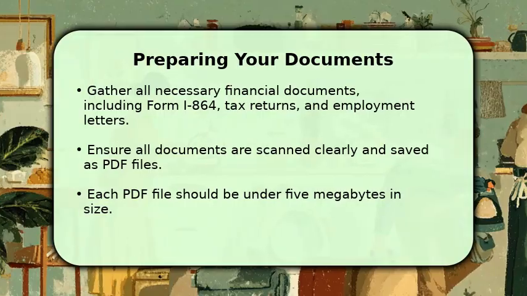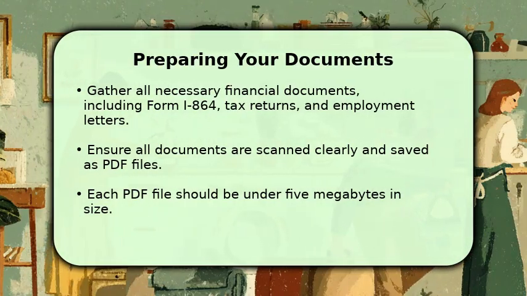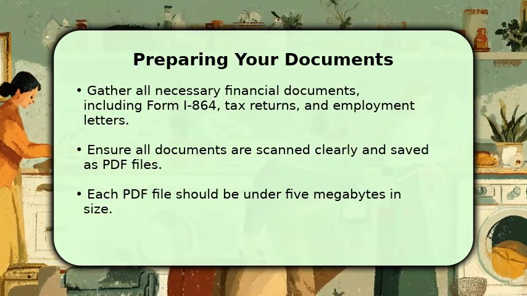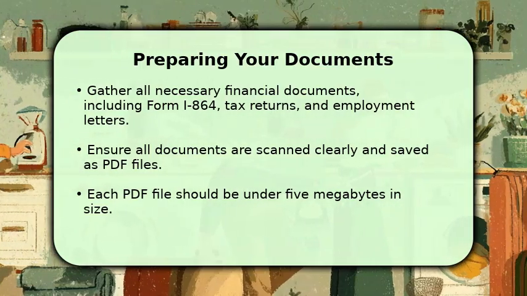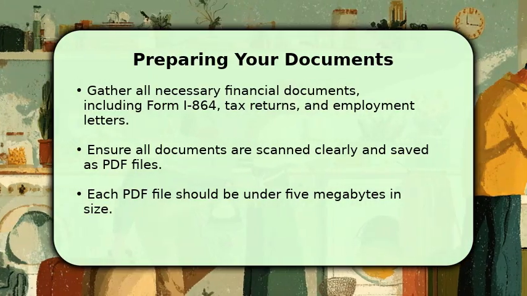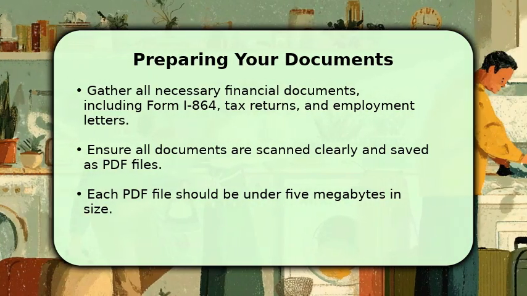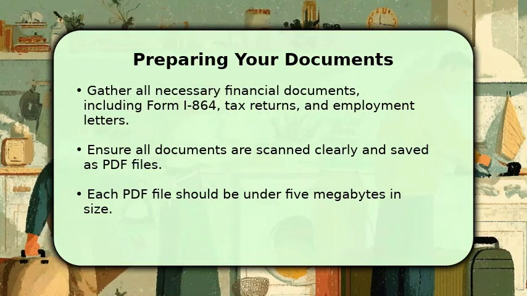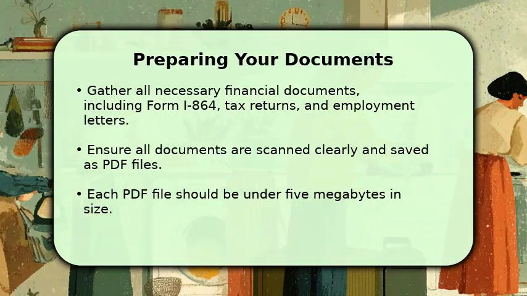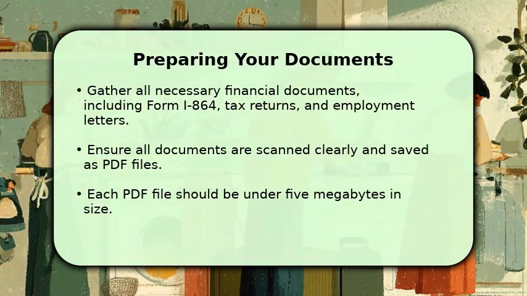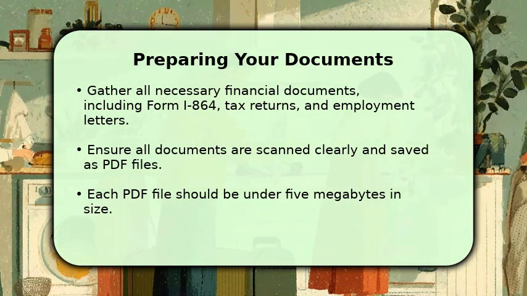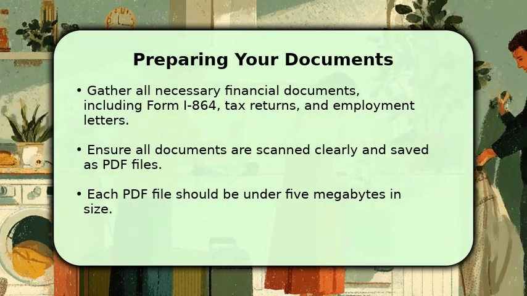Before uploading, gather all required financial documents, such as Form I-864, your most recent tax returns, and any employment verification letters. It's vital that all these documents are scanned clearly and saved as individual PDF files. Each file must be under 5 megabytes in size to ensure successful upload. Remember to name your files descriptively, like I-864 Petitioner or Tax Returns 2024, for easy organization and identification.